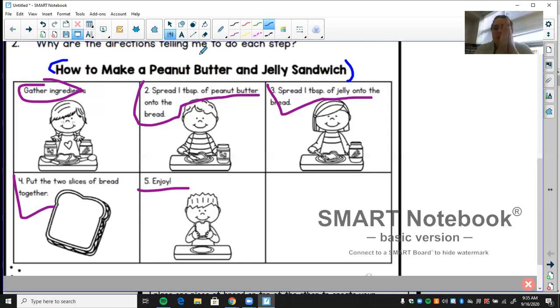Yeah, if I put 2 pieces of bread together and just go straight to number 4, there's not going to be any peanut butter or any jelly. It's going to be 2 pieces of bread pushed together. And that is not a peanut butter and jelly sandwich.